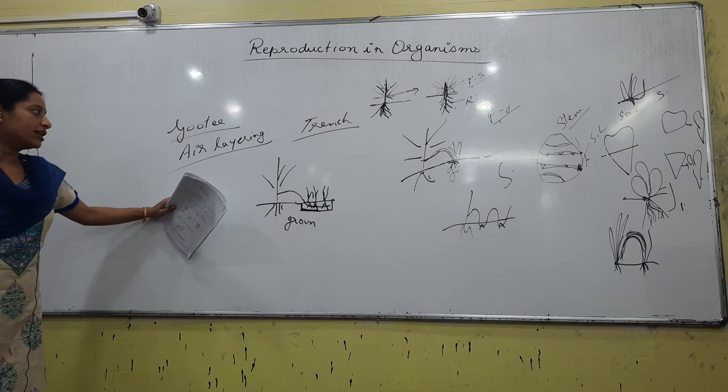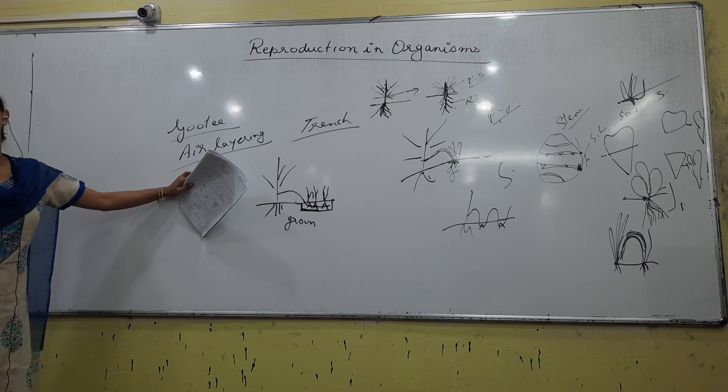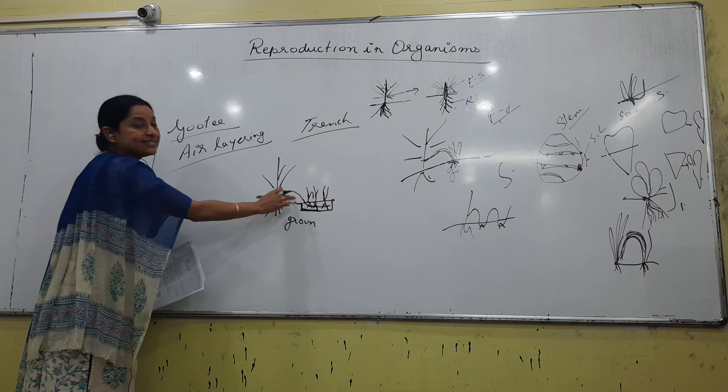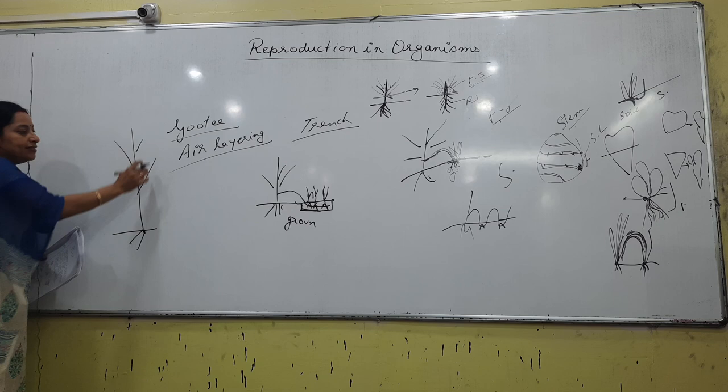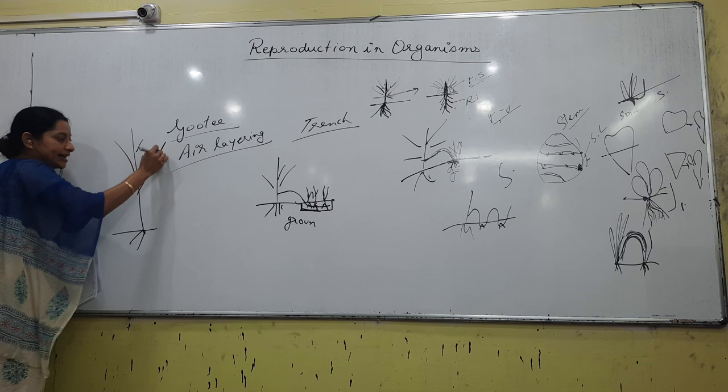But sometimes there are certain plants where the branches are quite above the soil and it's not possible to bend them down, right? Not necessarily each and every plant will have a very low or basal stem. In the case of high, tall plants, if this is the stem, you cannot bend it down, it will break off. So what you do, you take a stem, you girdle the part.